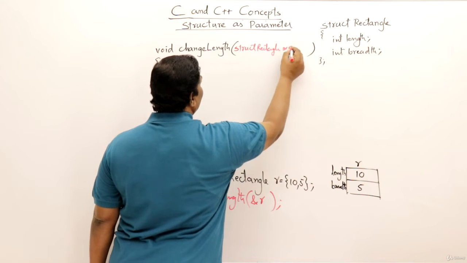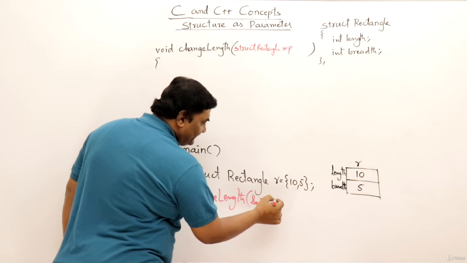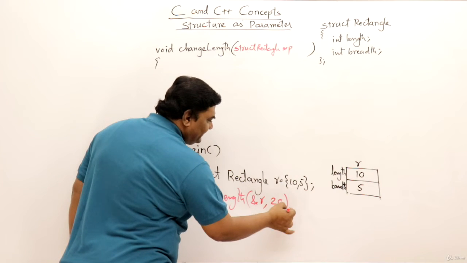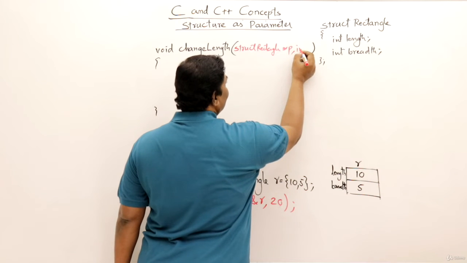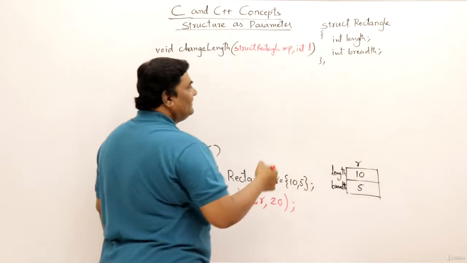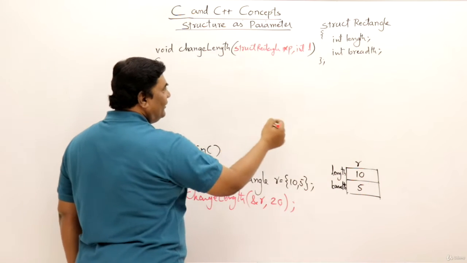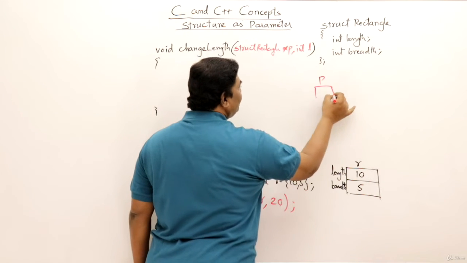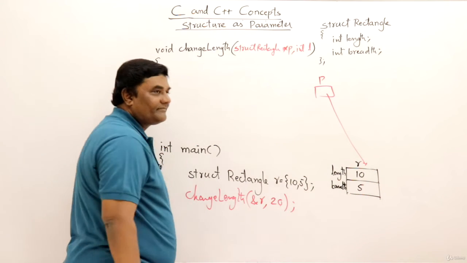star P. Then along with this I should also pass the new length. Let us say I want to make the length 20 instead of 15. Then it should also take the new length, an integer L. So it is taking by pointer. When you call this function, how does it look? This P is a pointer that belongs to this function and is pointing to this one.